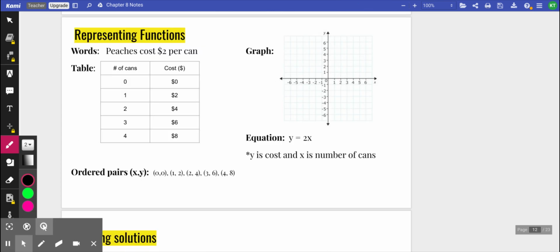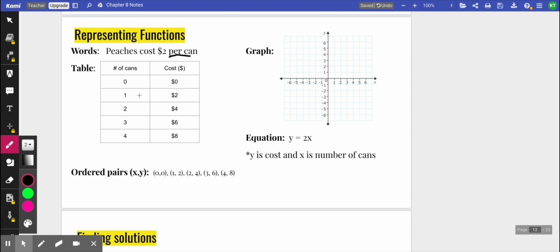All right, trying to make the connection to all of the different ways that you can represent a function. You can represent it as words, and that's a lot of times where it starts. You're modeling a situation. We'll look at this one all the way through: peaches cost $2 per can. Easy enough. It might start out as a table, where you ask, what if I have a different number of cans? If I have 0 cans, that's going to cost me nothing. If I have 1 can, it's going to cost $2, because it says per can. 2 cans is going to be 4, 3 is going to be 6, 4 is going to be 8, 5 is going to be 10. I could keep that going.